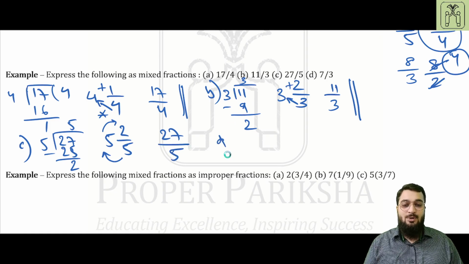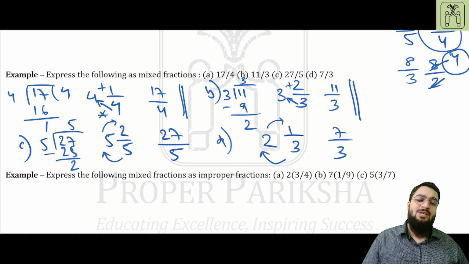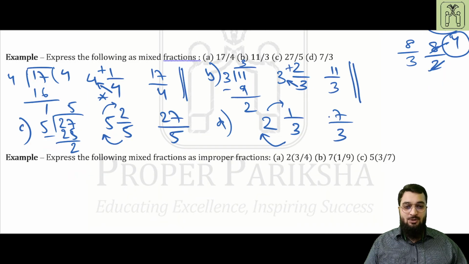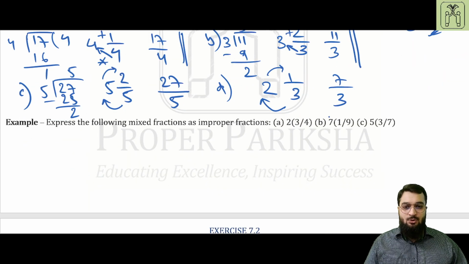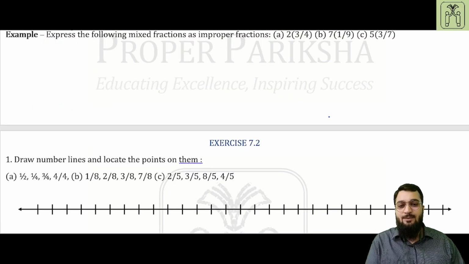Similarly, coming to part D, 7 upon 3, so 3 twos are 6, plus 1 is 7, so it will give 2, 1 upon 3. In order to get the improper fraction, multiply 3 by 2 to get 6, add 1, 7 upon 3. So this is the relation between an improper fraction and a mixed fraction. And what is an improper fraction and a mixed fraction? I hope you have understood it by now. So let us do some more examples in order to get our concepts much more clear. And in the next video, we'll start with exercise 7.2.